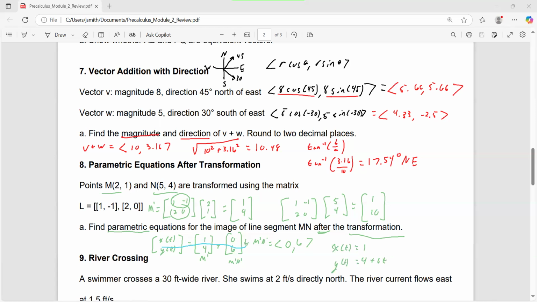Oh, because you always have to use the first point. And the first point in this case was M. So we had to use the new M prime one. Actually, you know what? That's how I taught it, but I don't think it matters. I think you could have used the second point too, or any point that would have been on that line.